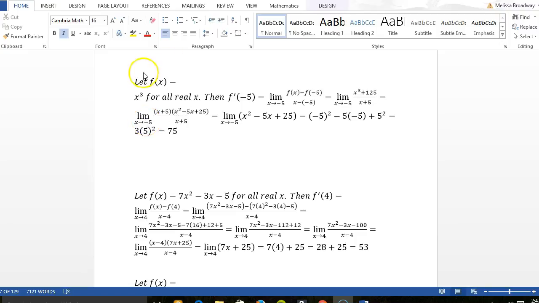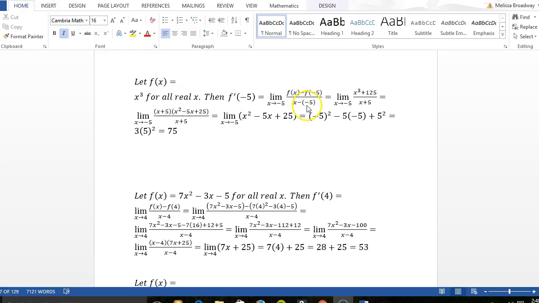Hello again. Let's look at this example. Let f of x equal x cubed for all real x. Then f prime of negative 5, that's the derivative of f at x equals negative 5. So f prime of negative 5 equals the limit as x goes to negative 5 of f of x minus f of negative 5 over x minus negative 5.